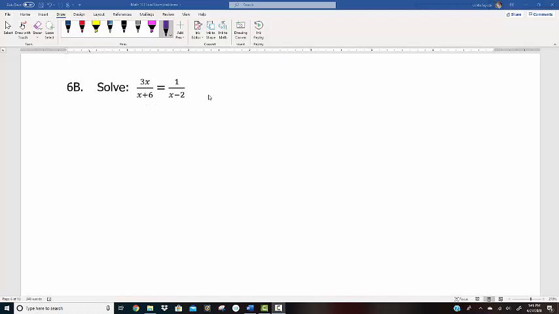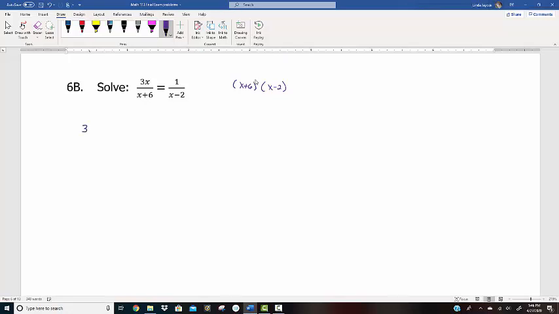First thing first is to find a common denominator. So this is x plus 6. This is x minus 2. To find a common denominator for two fractions, you would just multiply the denominators. So the common denominator here would be x plus 6 times x minus 2. So you want to make both of these have the same denominator.